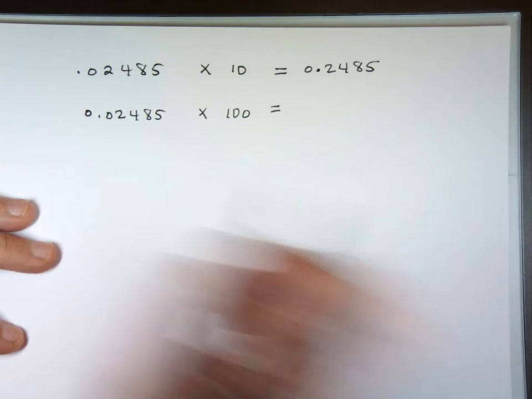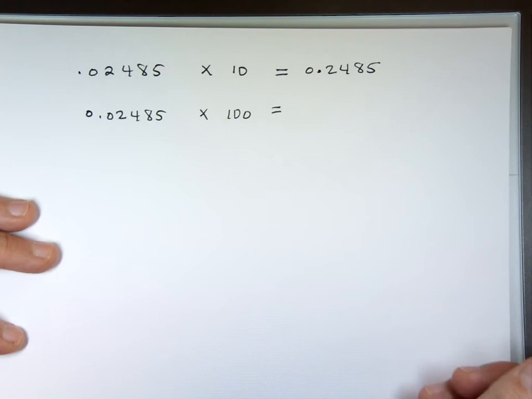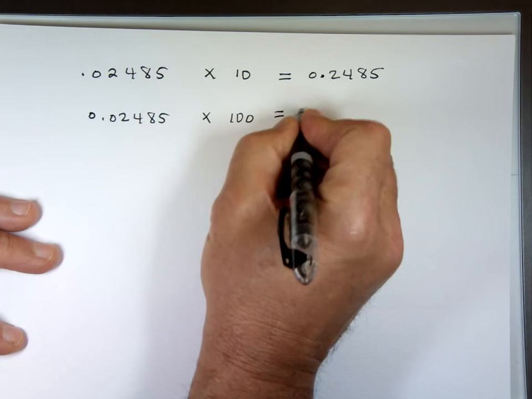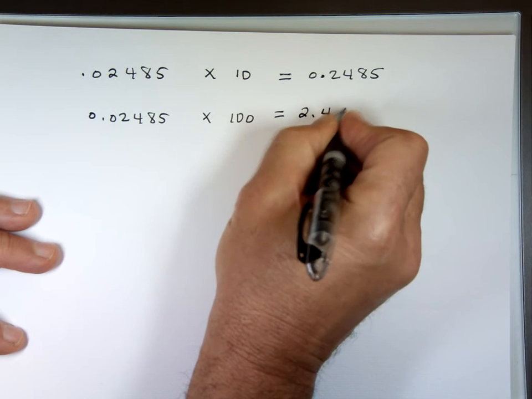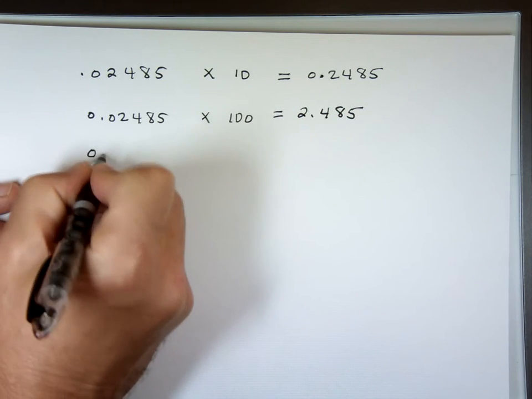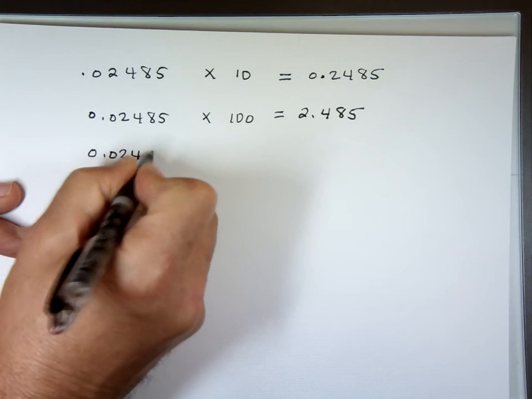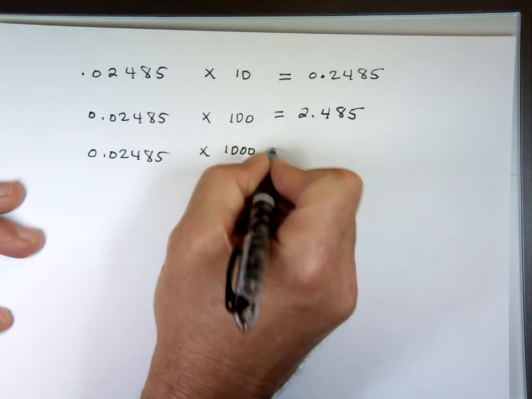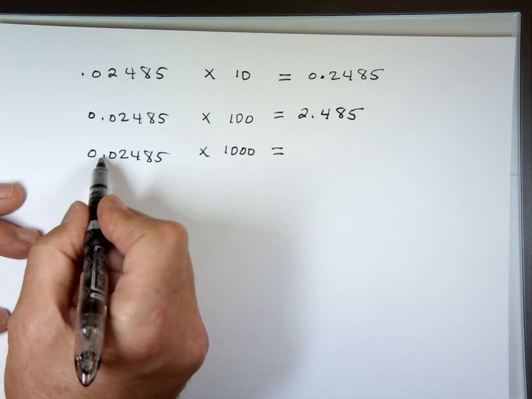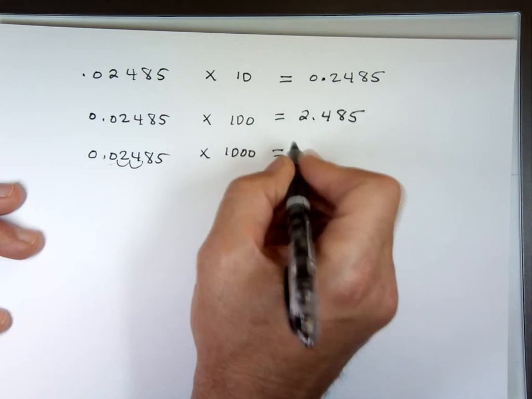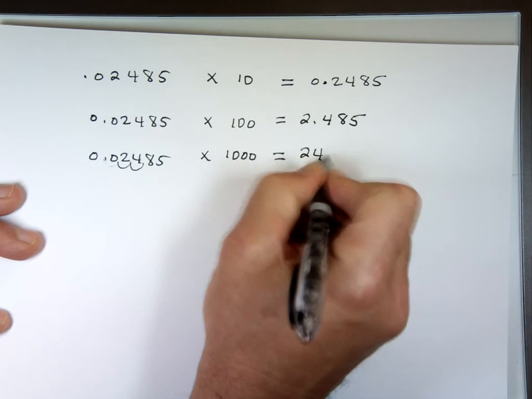You're going to move it how many places? 2. So let's move it 2 places. What is that? 2.485. 0.2485 times 1,000. How many places? 3 places to the right. 1, 2, 3. That becomes 24.85.